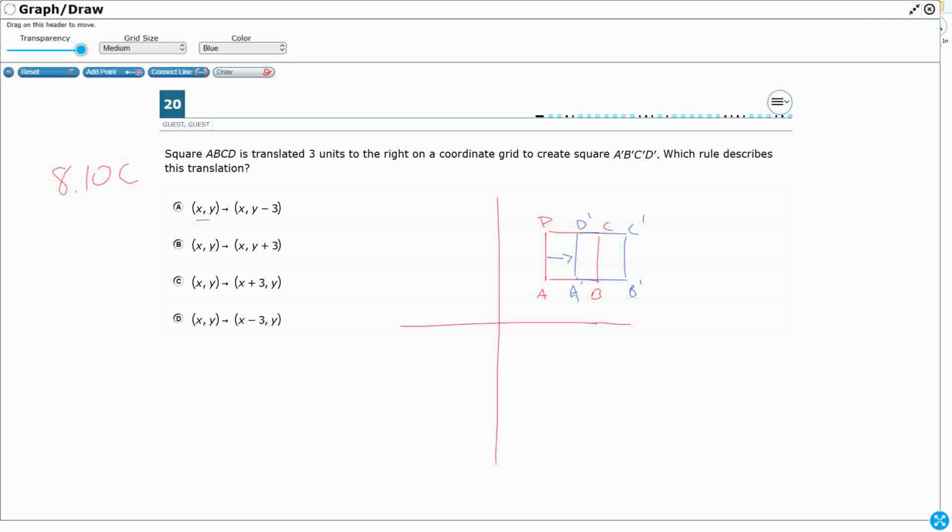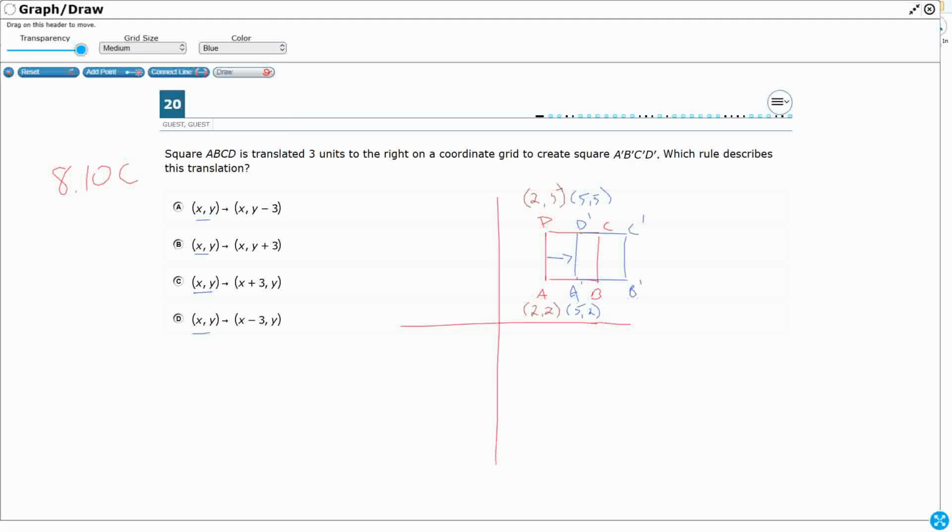Well, notice that all the rules start with x, y. So this is going to be our just starting point. So let's just pick some values for A. Let's say A was 2, 2. If we moved it 3 to the right, the y value did not change, but our x value is going to increase by 3. So that's going to be 5, 2. Right? We could do the same thing for D. Let's say our D was 2, comma 5. It's going to move 3 to the right, so that's going to end up being 5, 5.